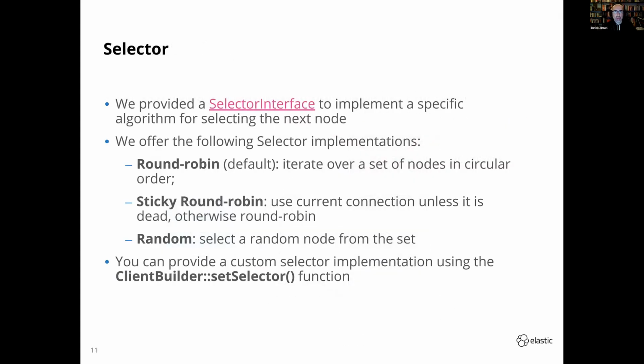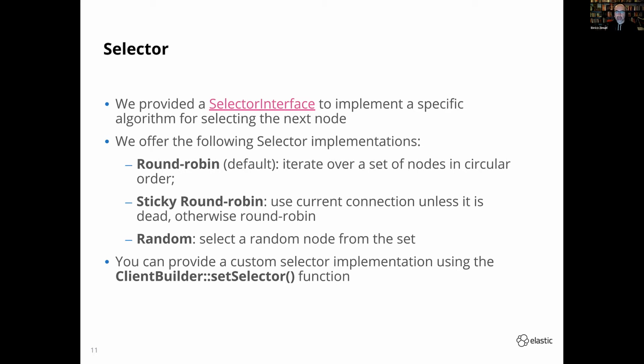As I mentioned, we provide the round robin as a default selector. We also have a selector interface, an interface that you can implement if you want to manage your specific needs for a specific connection pool. We offer the round robin, as I said, that iterates over a set of nodes in a circular order. We also provide a sticky round robin that basically uses the current connection unless it's dead. Otherwise, it will jump to round robin.